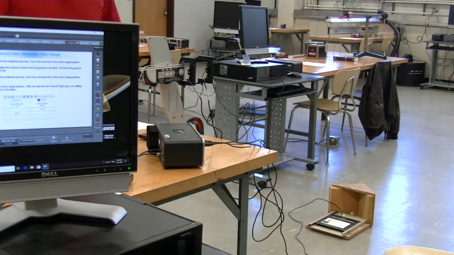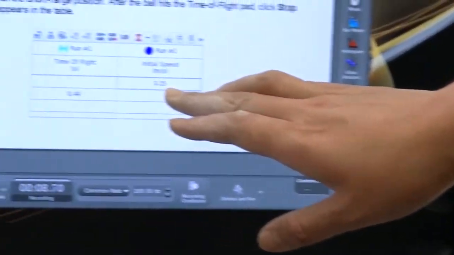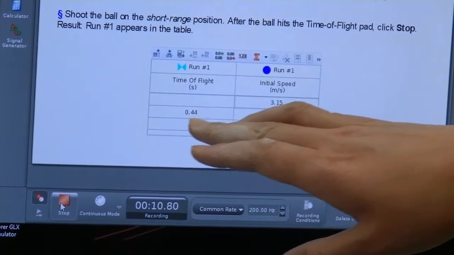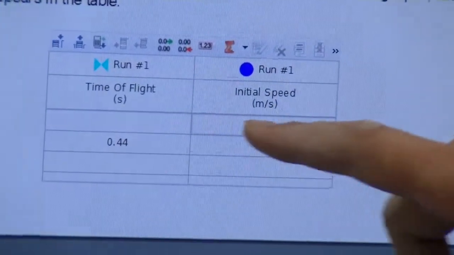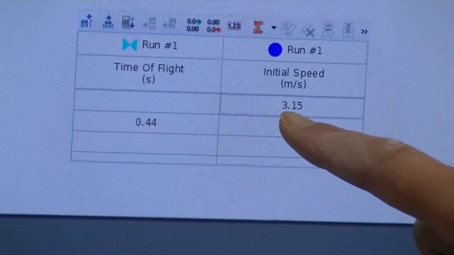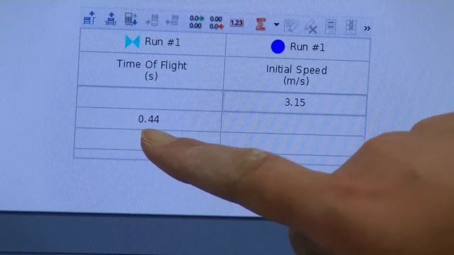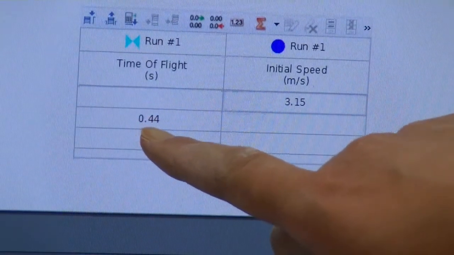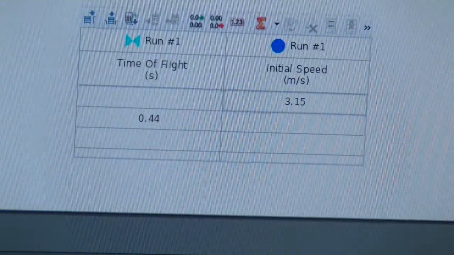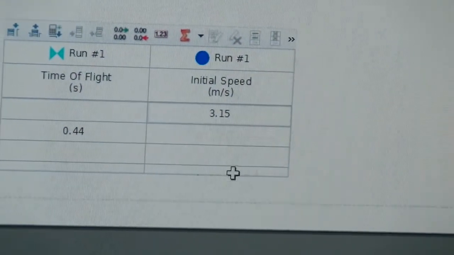So you can see from the computer, this is our initial velocity, and this is how long it takes. As you can see, the initial velocity from the short range is 3.15 meters per second, and the time it takes for the ball to fall on the ground is 0.44 seconds. And now let's go to medium range and compare this value with the medium range value.